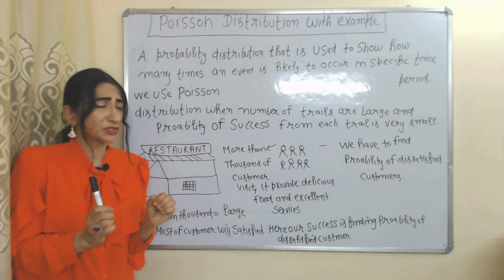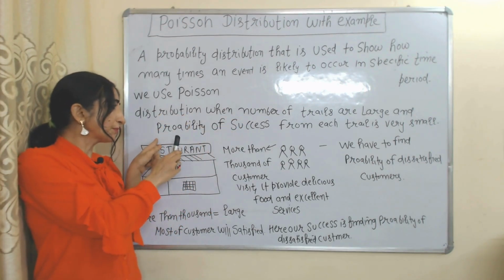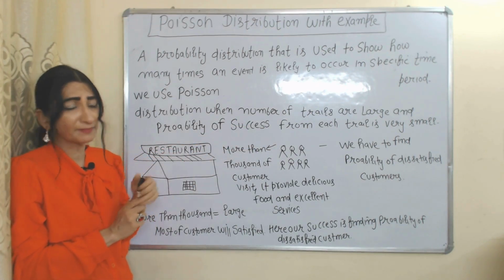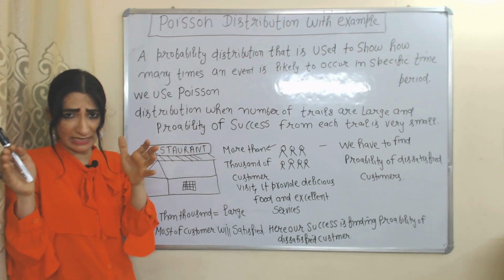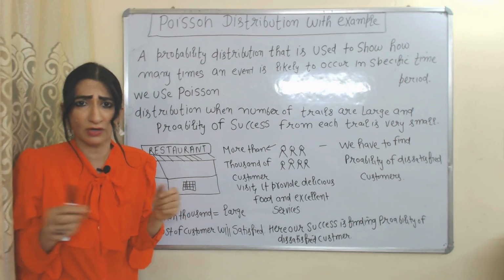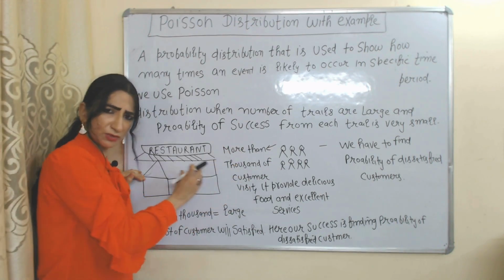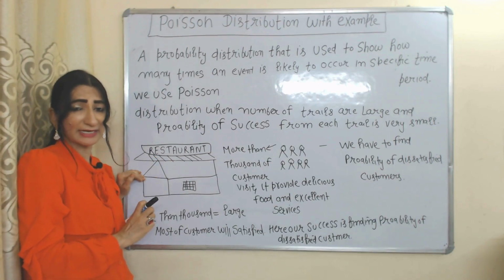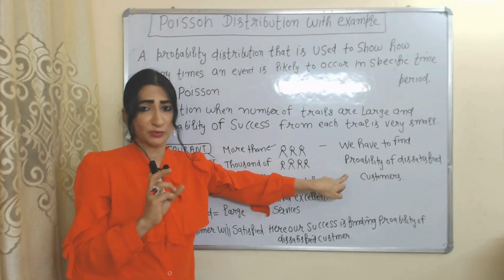And Poisson distribution is mainly used when the number of trials is very large and the probability of success from each trial is very small. Please listen carefully. For example, there is one restaurant, more than 1000 customers visit here in a day, and this restaurant provides very delicious food and excellent services. We have to find the probability of a dissatisfied customer.